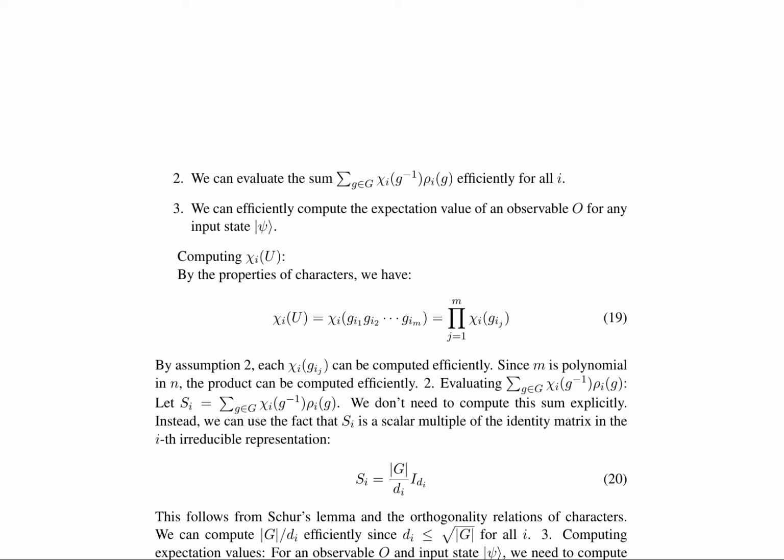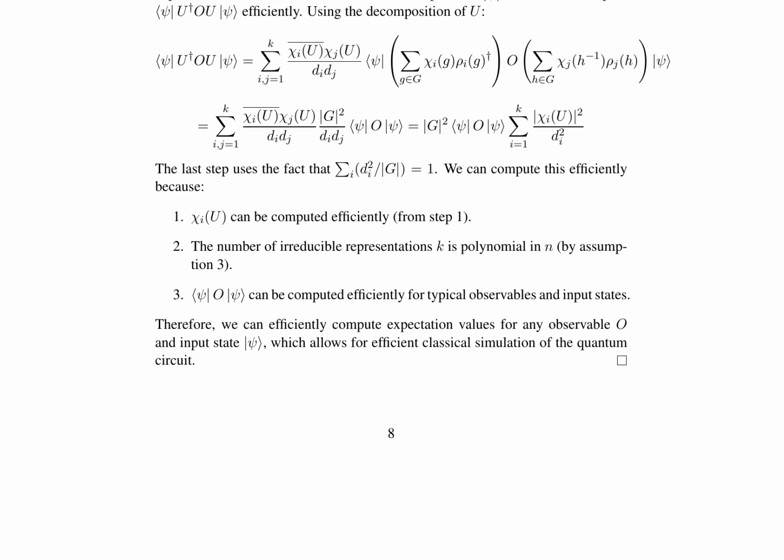Secondly, the authors show how to efficiently evaluate the sum over g, an element of G, of chi g inverse times rho I g without explicit computation. By exploiting Schur's lemma and the orthogonality relations of characters, they establish that this sum is a scalar multiple of the identity matrix in the ith irreducible representation, denoted as C. This expression can be computed efficiently since D, the dimension of the ith irreducible representation, is bounded by poly, g, for all I.